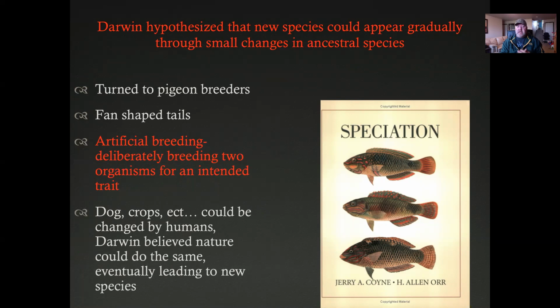So he started talking to pigeon breeders to get an idea of what was going on. And most of them had fan-shaped tails, but the pigeon breeders were doing something called artificial breeding. Now, we do that all the time, right? You want a Labrador or you want a dog that's good at hunting, then you breed 2 together that are good at hunting, and you end up with a hunting dog, okay? So artificial breeding is deliberately breeding 2 organisms together for some intended trait.